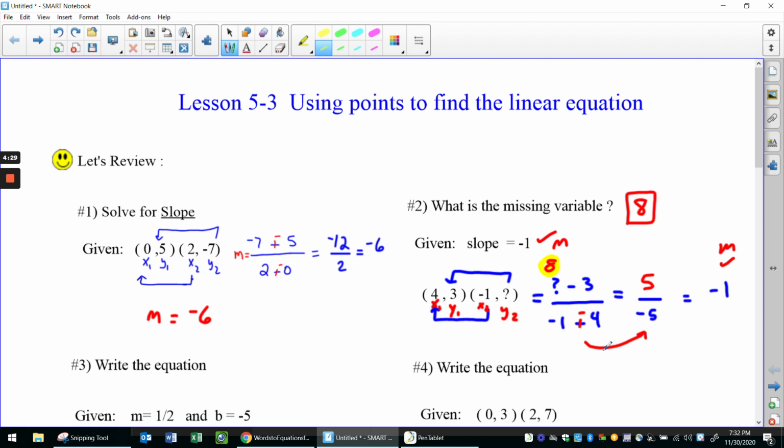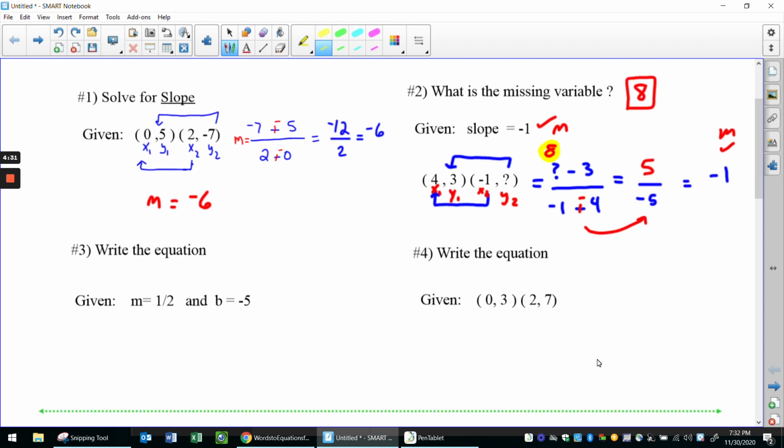Okay, so let's go to question number 3. Write the equation now in slope-intercept form, given that the slope is 1/2 and b, which is the y-intercept, is -5. I want you to solve that yourself and then go ahead and write the equation in slope-intercept form given 2 points, 0, 3, and 2, 7.